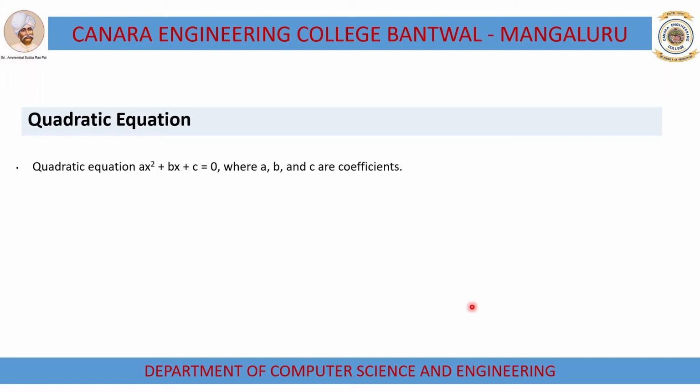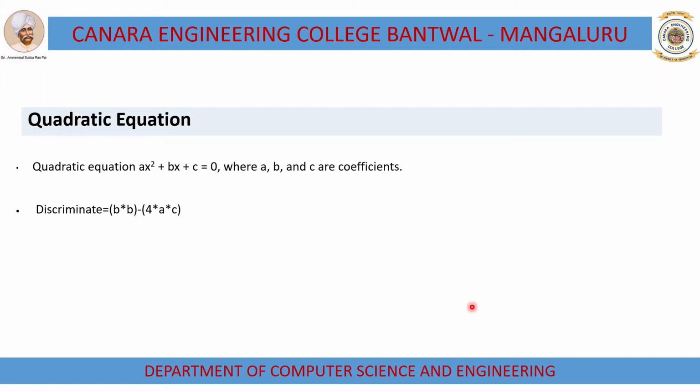Discriminant is equal to b square minus 4ac. There are two possible roots by applying this expression. To get the roots, we use the formula x is equal to minus b plus or minus root of b square minus 4ac, divided by 2 into a. When we apply the formula, we may get two different roots based on the discriminant value.